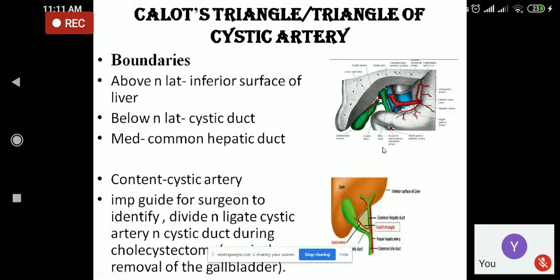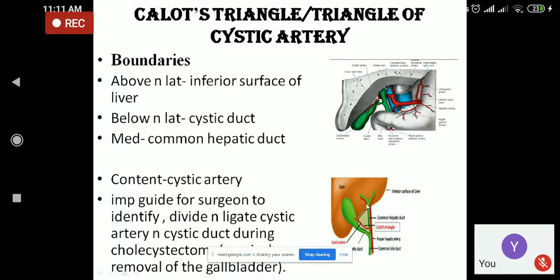Now, another very important topic is Calot's triangle. Write short notes on Calot's triangle, a 3 marks question. They ask you to draw the figure also, and you have to write the boundary. This will be asked in MCQ, viva, short questions and spotters also.